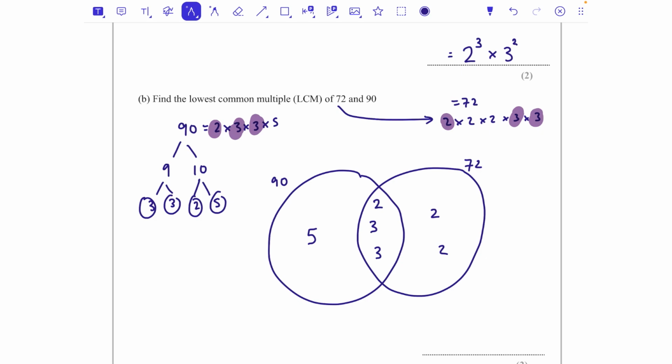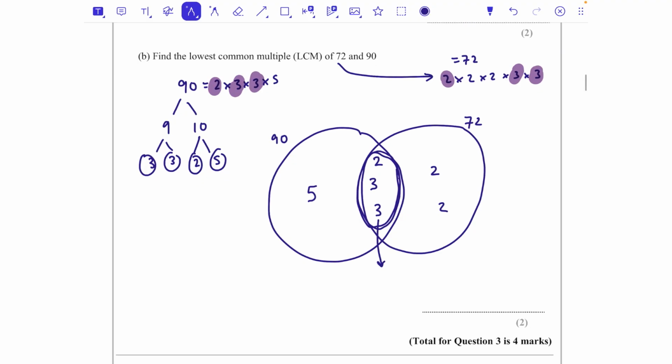If I asked you for the highest common factor, you would multiply together all of the numbers in the middle. So if I'd asked you for the highest common factor, which is the biggest number that fits into both, you would do 2 times 3 times 3. Now 2 times 3 is 6, times that by 3 is 18. So the highest common factor is 18.